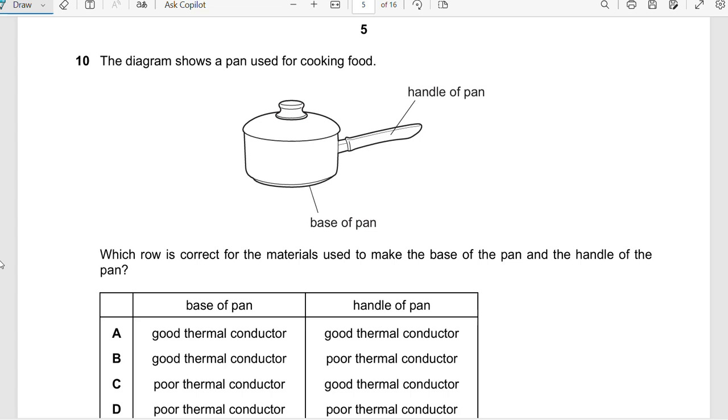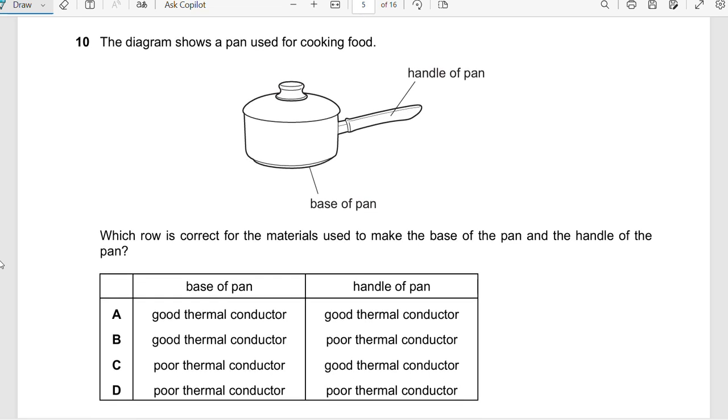In question 10, maybe I will just stop on question 10 and I will make four videos for this. Anyway, the diagram shows a pan used for cooking food. Which row is correct for the materials used to make the base of the pan and the handle of the pan? Of course, we know that the handle of the pan should be made of an insulator, which doesn't allow heat to pass through. So it could be made of plastic, wood, rubber, or any insulator material.